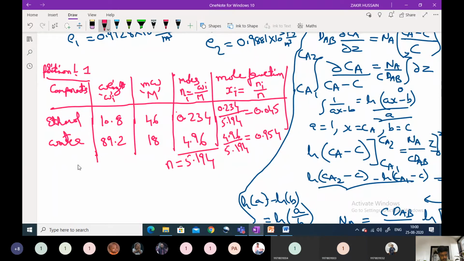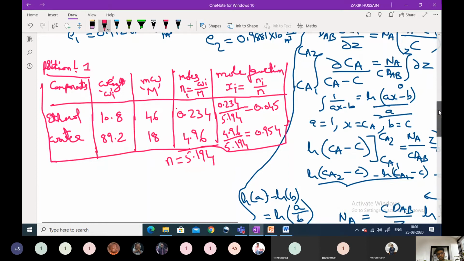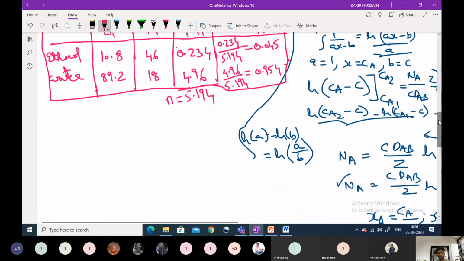So using this table, these are the required values at position 1. Similarly, we have to do the same operations for position 2 also. Position 2, I'm just erasing this one.